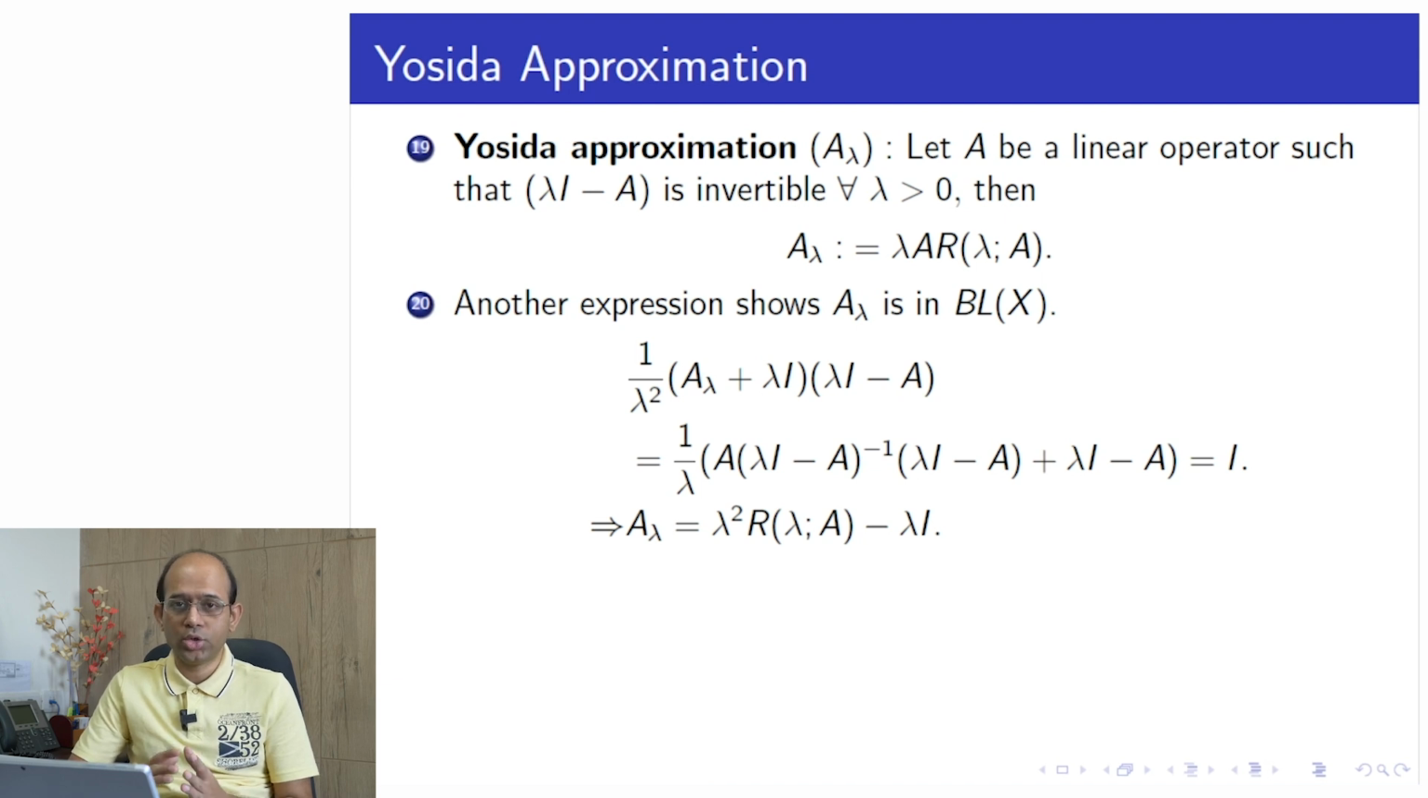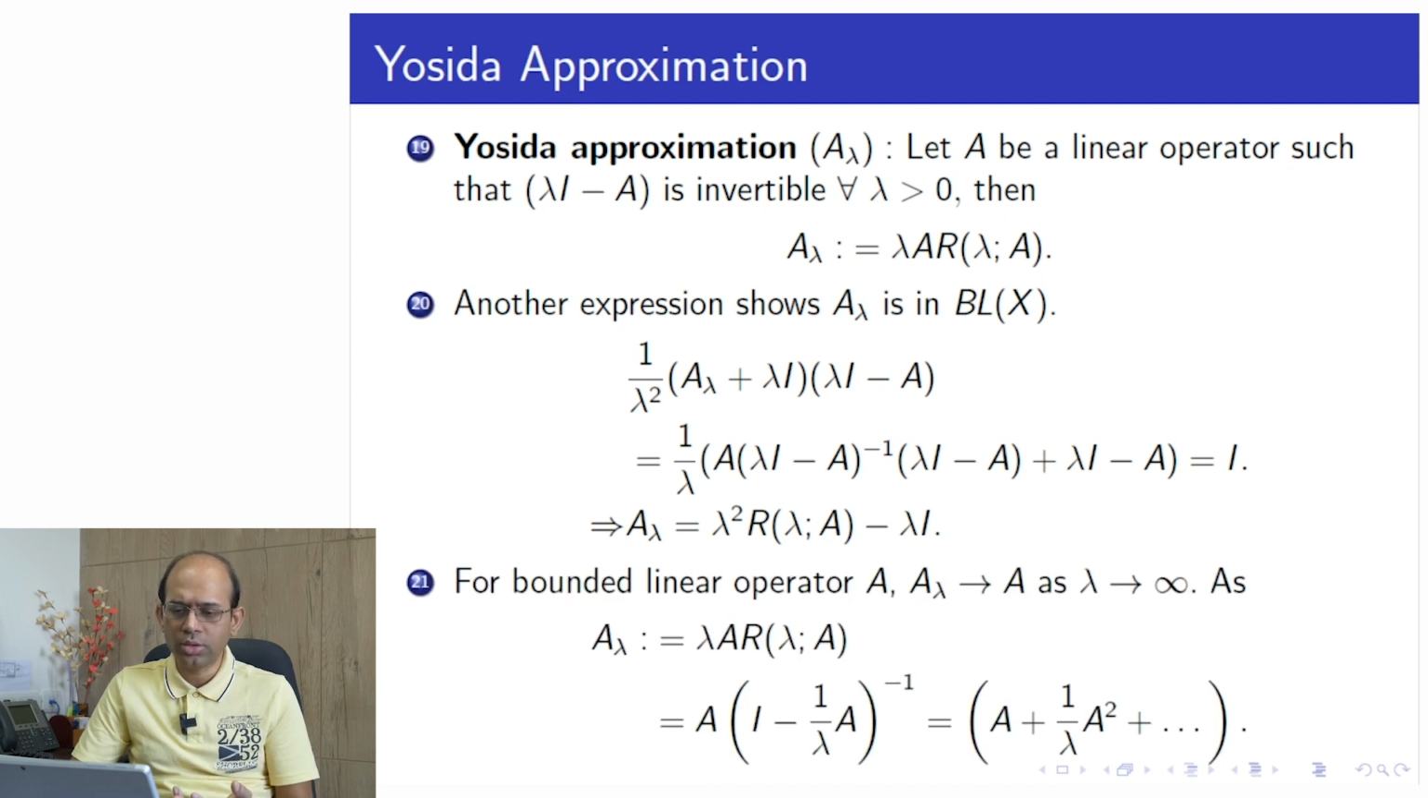Although the name is Yoshida approximation, it is not yet very clear how it is approximating. Okay, so here is one special case for which we show the very basic heuristic. For a bounded linear operator A, the special case when A is itself a bounded linear operator, I show that A lambda converges to A in the operator norm.